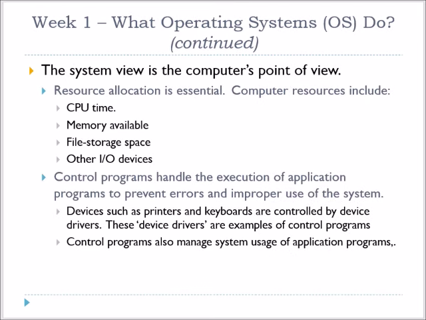Next we'll discuss the system view. This is how the computer sees the computer system. And for the operating system, resource allocation is essential. It's one of its primary responsibilities. So it allocates and maintains computer resources. Some of these resources include CPU time, memory available, file storage space, and then there's other I/O devices. So the CPU time is the amount of cycles or the amount of processing time that the CPU has to handle a certain task or process or job.